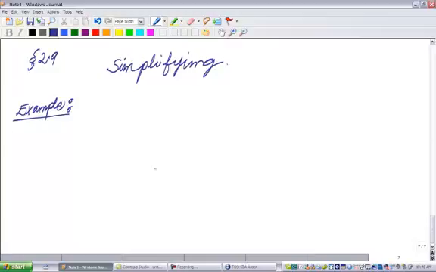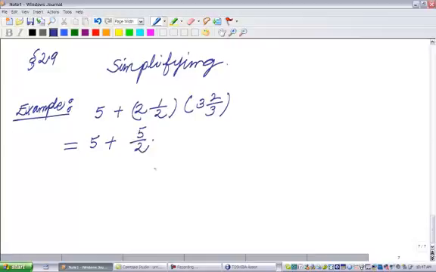Let's say I have the problem where I have to add 5 and I have to multiply 2.5 with 3 and 2/3. Okay, that's the problem. Well, I multiply first, but before I multiply, let's convert them. So I get 5/2 times 9 plus 2, 11/3. Well, this is equal to 5 plus 55 divided by 6.